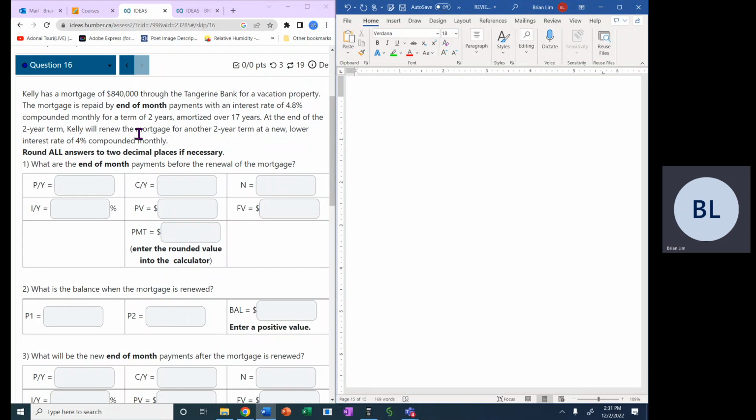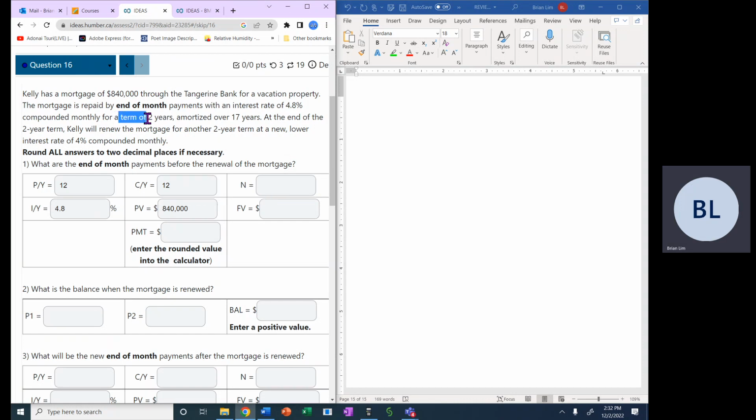Okay, question number 16. Kelly has a mortgage of $840,000. If you wish, we could take that number. That would be the present value, which would go right here, to the Tangerine Bank for a vacation property. The mortgage is repaid by end of month payment, so that means PY is 12, and the interest rate is 4.8% compounded monthly. So 4.8% would be the value for IY. Compounded monthly means CY would be 12.